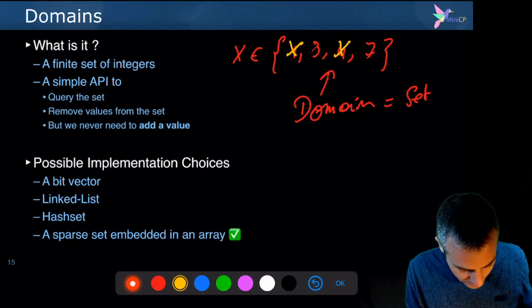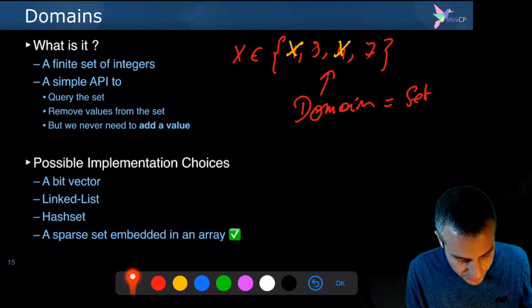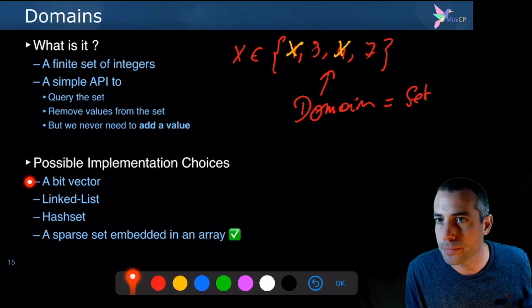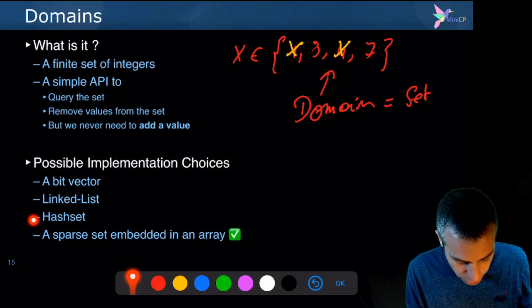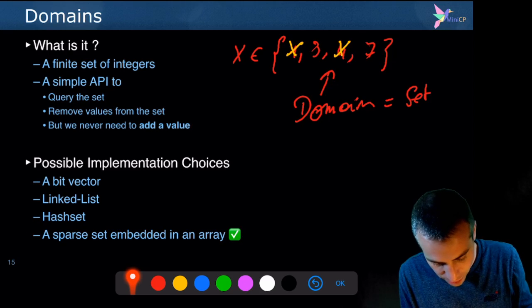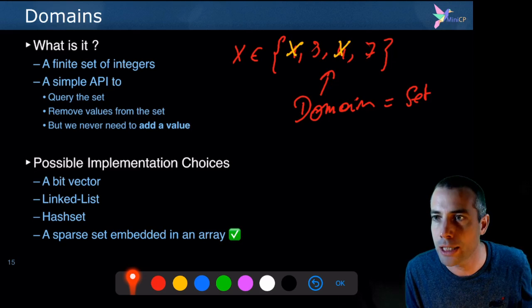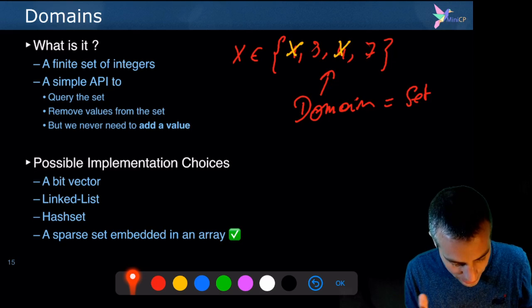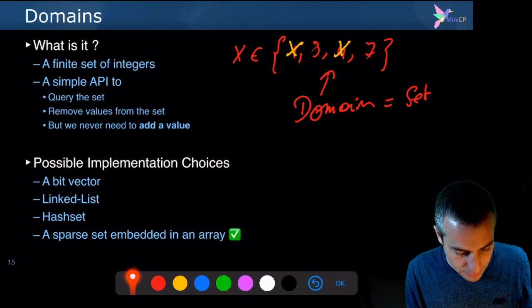And so we have a few possibilities in terms of implementation that are quite natural if you're already familiar with this data structure. For implementing such a set, you could, for instance, use a bit vector. You could also use a linked list, or a hash set, or a sparse set. And the one that we will choose is the sparse set data structure. You may not be so familiar with this data structure, and this is why I will explain in a little more detail what a sparse set is and why we decided to choose this option for implementing the domains in MiniCP.